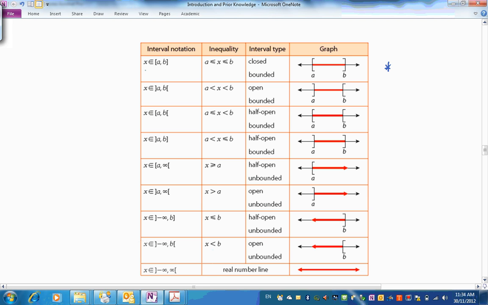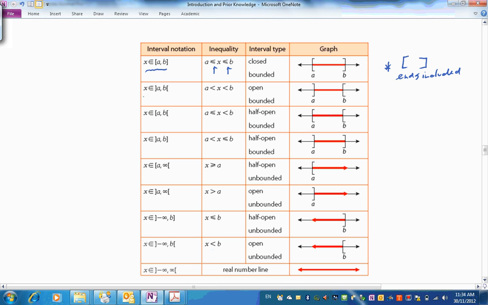So over here, x is a member of the set A and B, which is closed. So these two are therefore included. It's bounded because it's got two ends, so you would sketch it with that graph there. Just getting used to the idea that this pair means the ends are included. So they're working nicely there by putting it on the diagram.